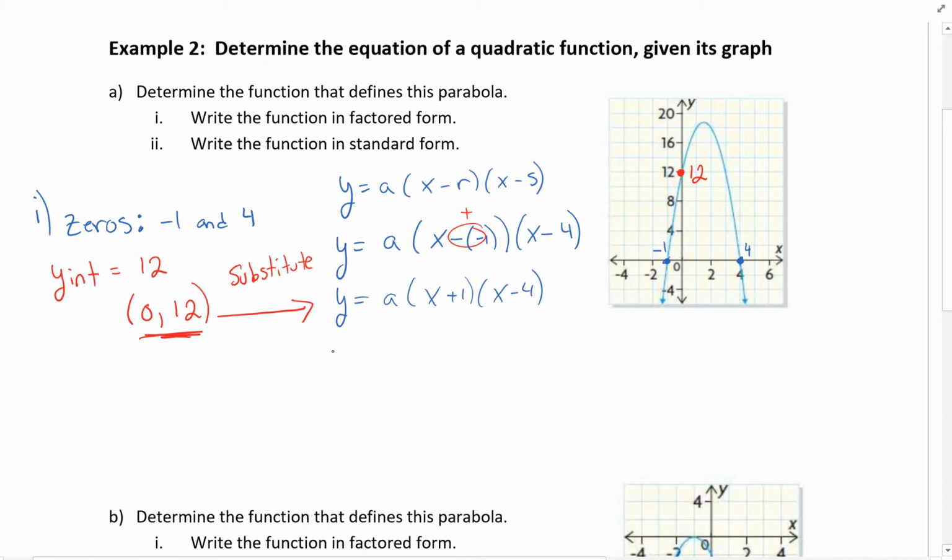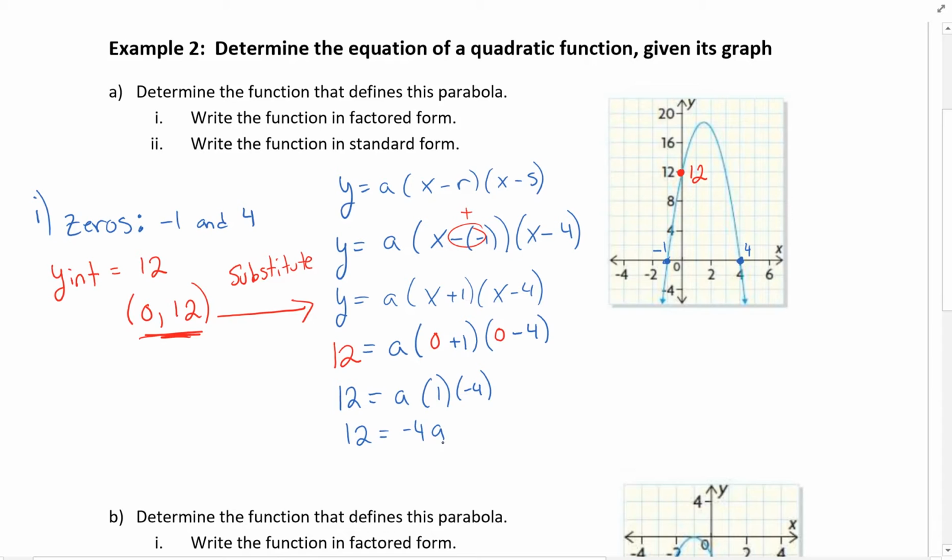So my y value is 12, right? I don't know my a value. My x value is 0, right? We gave ourselves the roots there, the x-intercepts. Plug in 0 here. Okay, so substituting in x is 0 and y is 12. So now I've done that, I can do the math. This stays at 12. a times 0 plus 1 is 1. 0 minus 4 is negative 4. So 12 is equal to negative 4a.